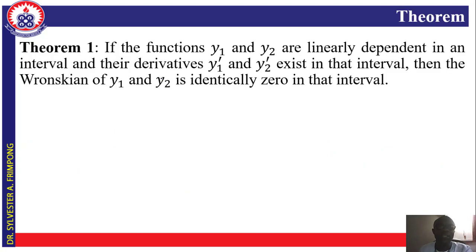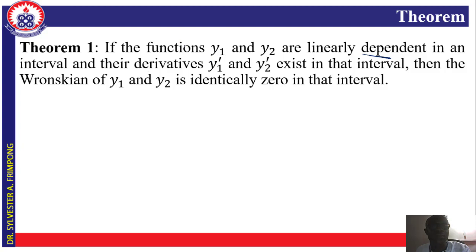So let's look at the theorem. The first theorem says that if the functions y1, y2 are linearly dependent in an interval and their derivatives y1 prime, y2 prime exist in that interval, then the Wronskian of y1 and y2 is identically 0 in that interval. What we are trying to say is that when the two functions are linearly dependent, you're going to get the Wronskian to be 0. In fact, it is similar to having a dependent system of linear equations.